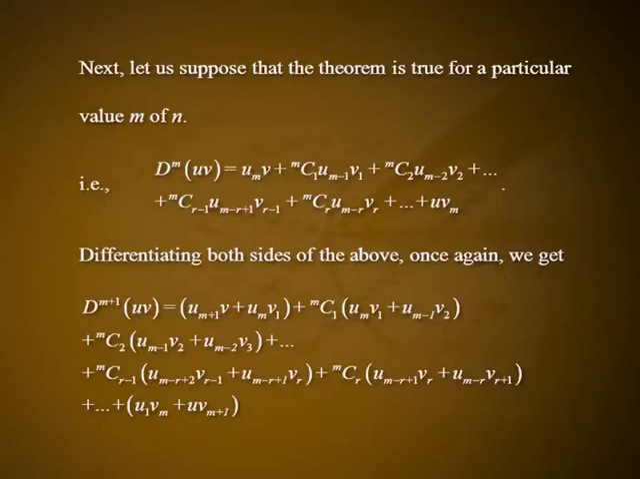plus u_1 v_m plus u v_{m+1}, which is equal to u_{m+1} v plus (1 plus mC1) into u_m v_1 plus (mC1 plus mC2) into u_{m-1} v_2 plus etc. plus (mC_{r-1} plus mC_r) into u_{m-r+1} v_r plus etc. plus u v_{m+1}. But we know that nC_r plus nC_{r+1} is equal to (n+1)C_{r+1}.